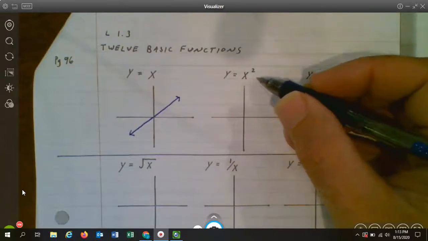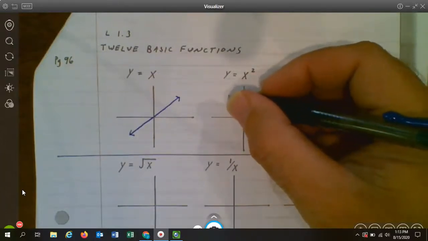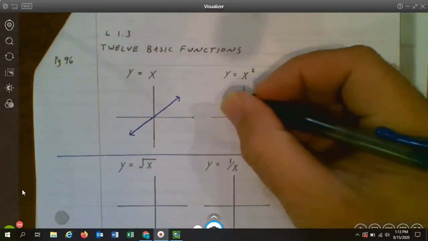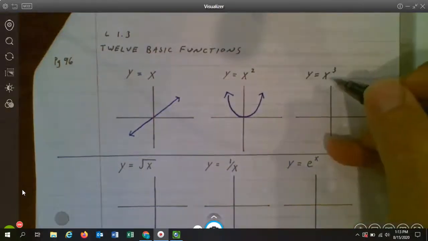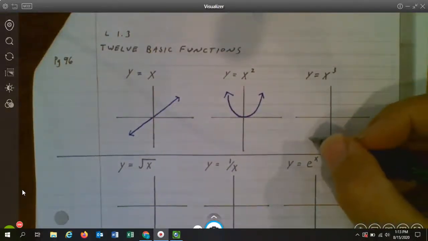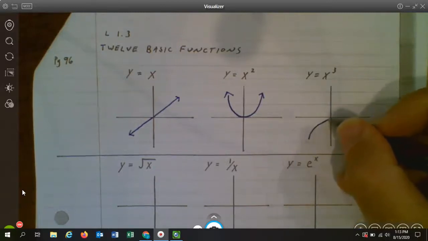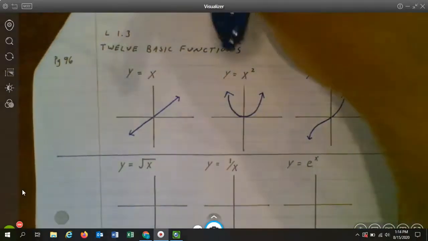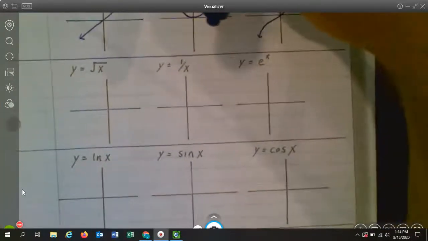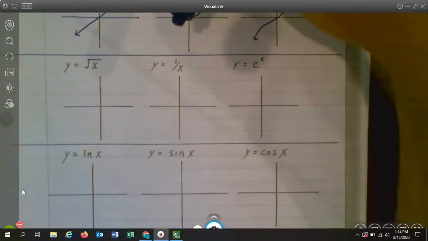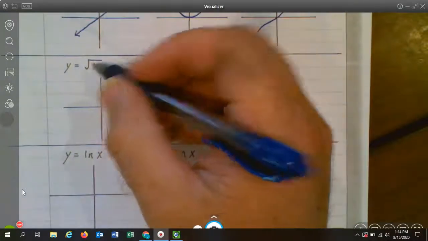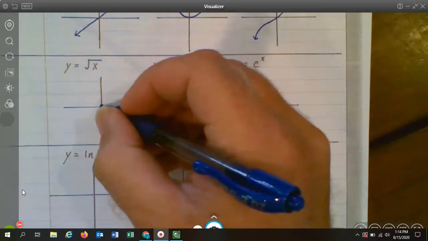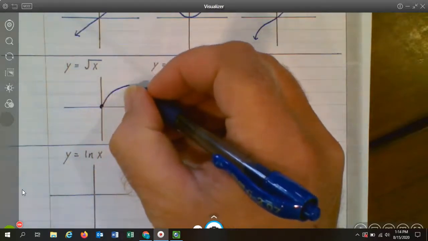So as far as our parent function for a quadratic, we know it's just our parabola that goes through 0, 0. Our cubic function is the one that looks like our S shape that runs through 0, 0. There's our cubic function, parent function. For our square root function, remember that one you can only take the square root of a positive or 0. So that's the one that starts at the origin and does this.